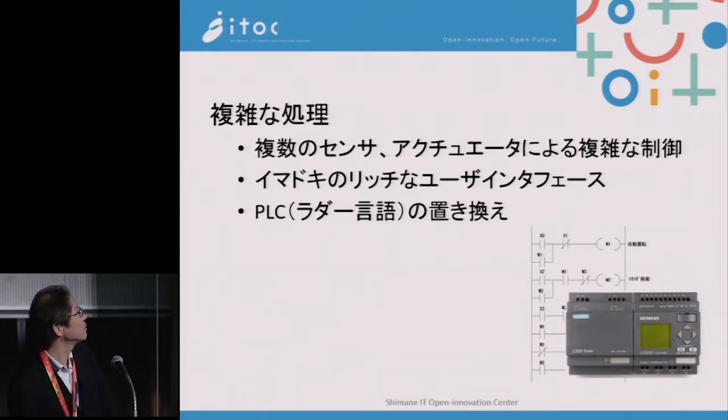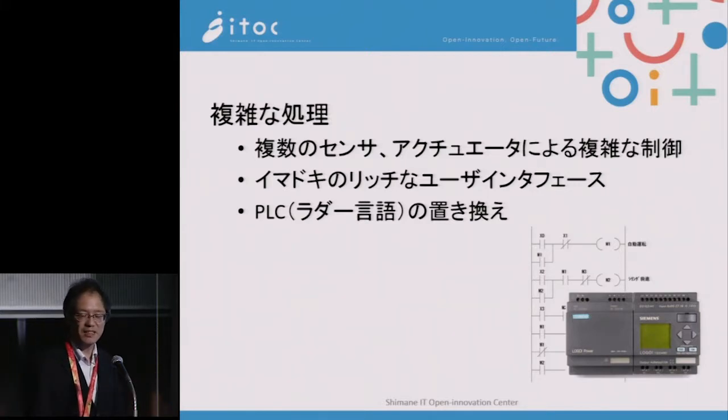And the third point is the complicated processing. If several sensors or several actuators are involved, the processing can be pretty complex. In order to handle that complexity, we need to use complex tools. State charts or decision tables can be used. But in order to run those programs, we need to use a language which can express those things in a simple way.